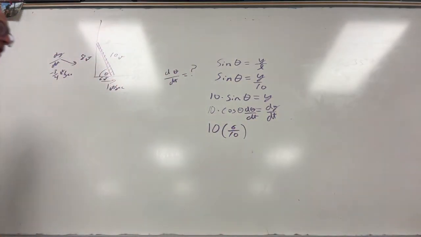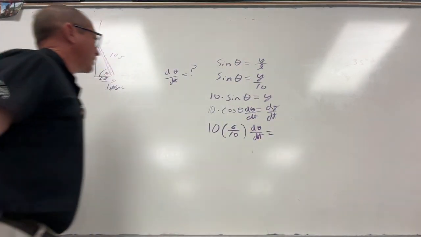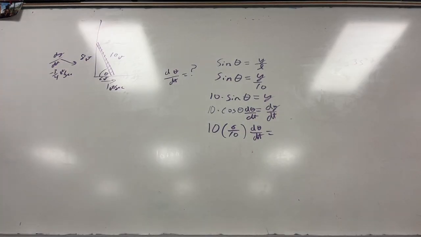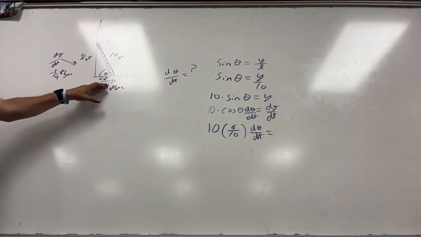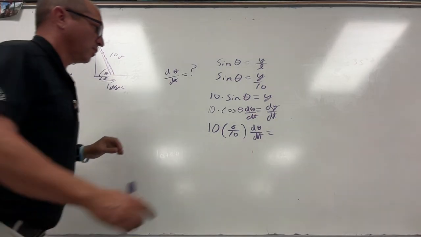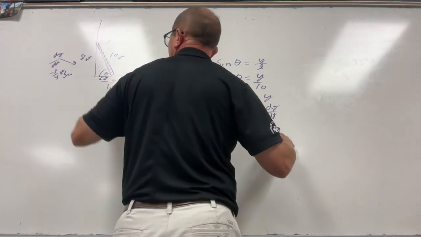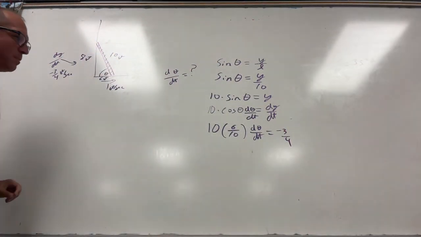Okay, so we got 6 over 10 there, and d theta dt is what? That's what we're looking for, isn't it? And what is dy dt? It's negative 3/4, right? We solved that last time. That was not given in the original problem. If this problem had jumped off, and I hadn't even asked anything about that yet, and I just said at what rate is the angle changing, you'd have to go through and solve for dy dt in order to get there. So dy dt is negative 3/4. And again, that would be in terms of feet per second.